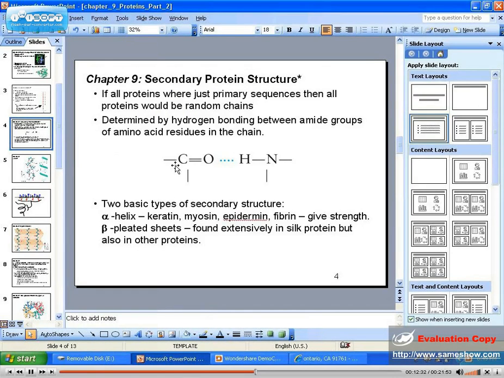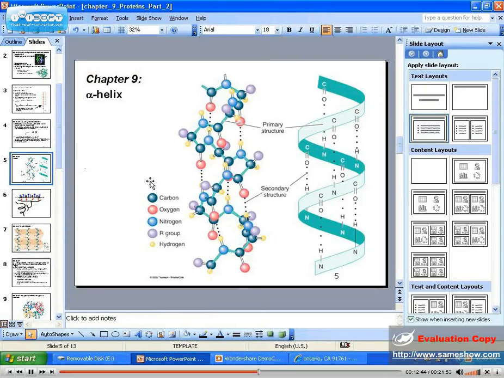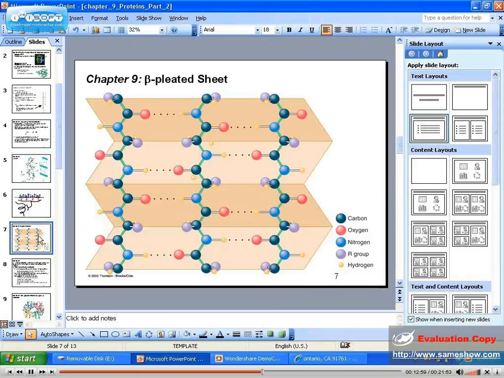Again, backbone hydrogen bonding. We have two types where backbone hydrogen bonding creates secondary structure. The first type of secondary structure is alpha helix. The second type is beta pleated sheet. Here is a picture of an alpha helix in more detail. Notice on the right, the blue-green shows the backbone carbonyl groups and the hydrogens on the nitrogen groups forming backbone hydrogen bonding. So that's one secondary structure. Here's an example of beta pleated sheet. Notice these flat ribbons, again, are due to backbone hydrogen bonding.